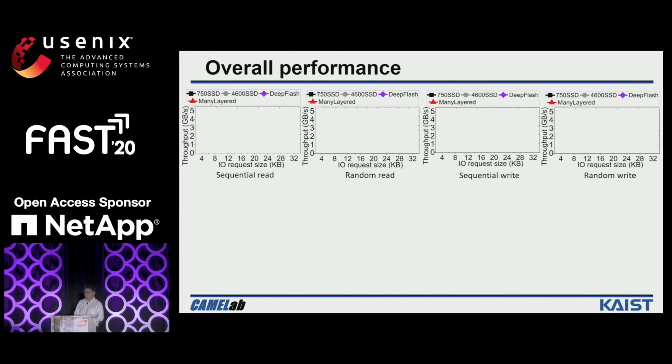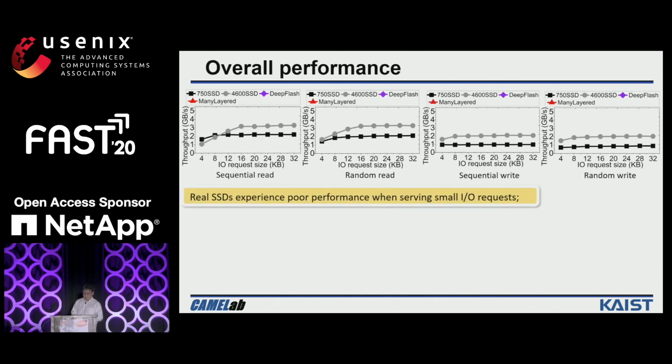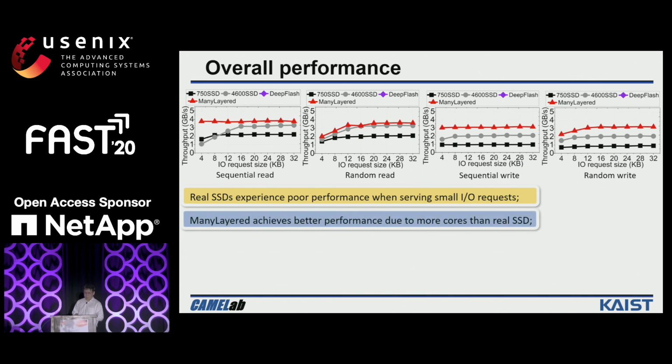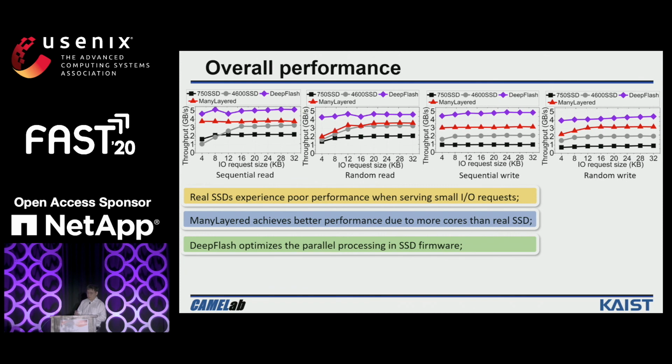So firstly, I will show the overall performance. Real SSDs exhibit poor performance when they serve small IO requests. And when we compare ManyLayers and the real SSDs, ManyLayers can achieve better performance because we allocate more flash cores into ManyLayers. And our DeepFlash can optimize the parallel processing in the SSD, so it can achieve the best performance.